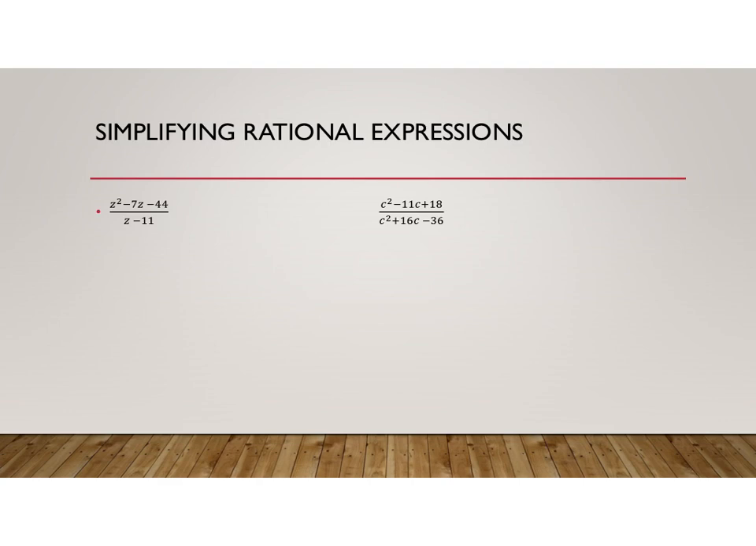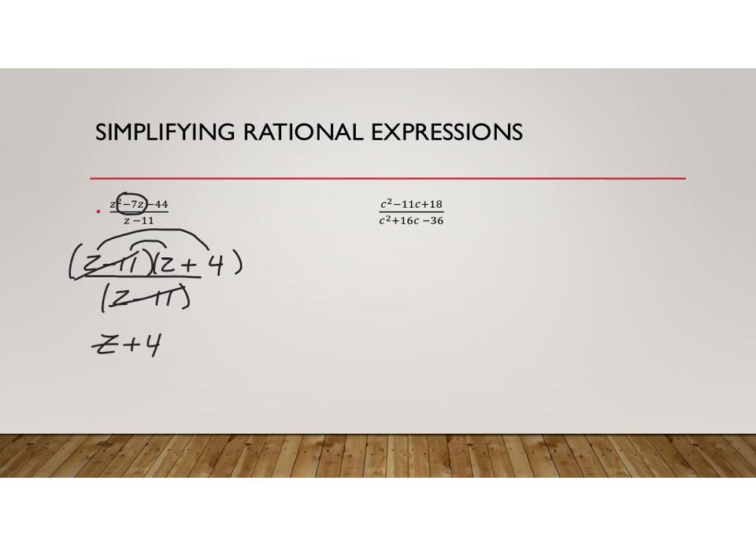A couple more examples. These are kind of directly out of your IXL assignment. The top one here, again, the bottom is not going to factor, z minus 11. So what I should really just check is if z minus 11 is a factor of the top, because that's the only way I'd be able to cancel something. And if that is, I would have to have z plus 4. Checking this, I've got a negative 11z, a positive 4z. That does give me a negative 7z. It does work. I'd cancel the z minus 11s, and my answer would be z plus 4.